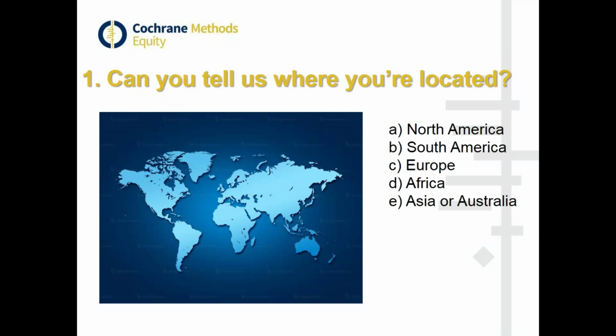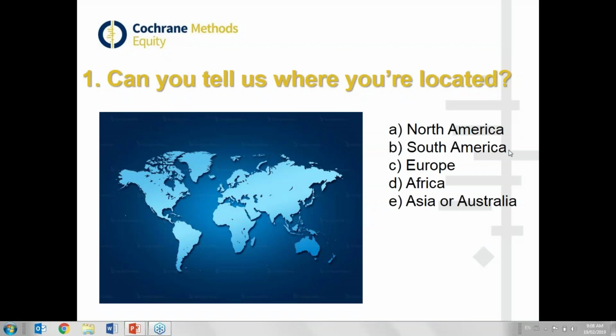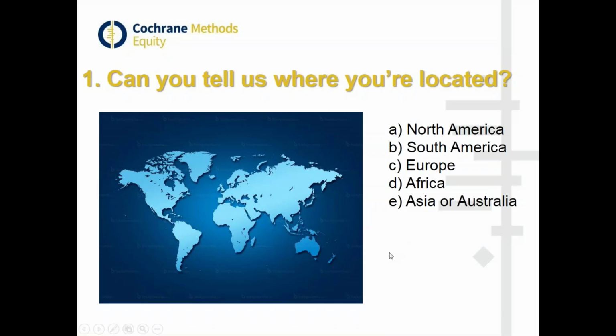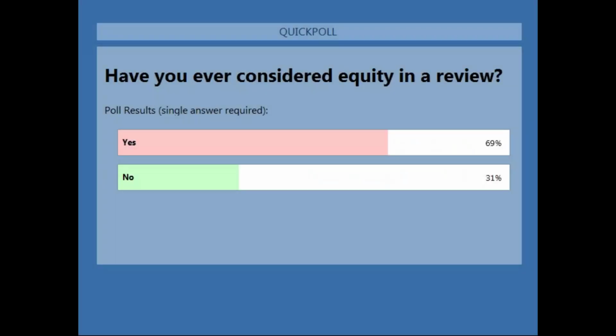But before we get started, we just thought we'd like to know a little bit about you who are listening. So could you tell us where you're located? Perfect. Okay. So I don't know if everybody can see that, but 67% Europe and 11% North America, Africa, and Asia, and Australia. Okay. And then the next question we wanted to know is whether you have considered equity in a review at some point. Great. Okay, so 69% said yes and 31% said no. We suspected we probably were catching people who are interested in equity in their reviews or have done it already.